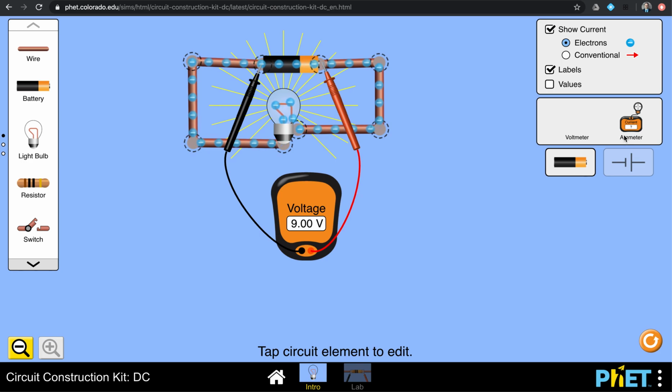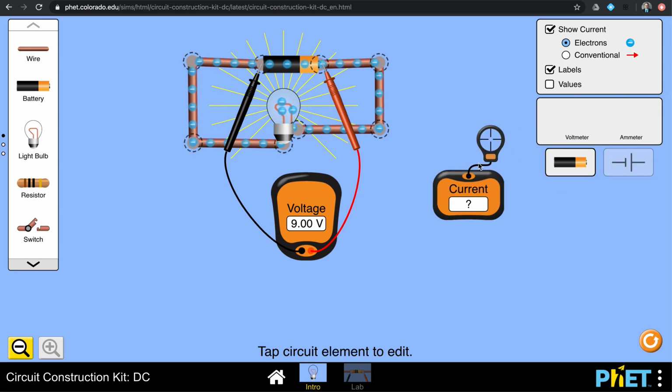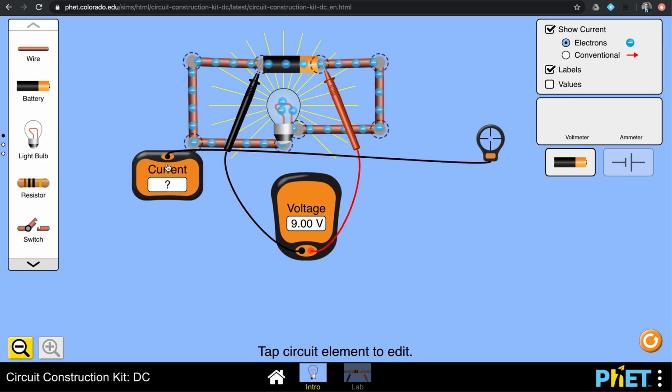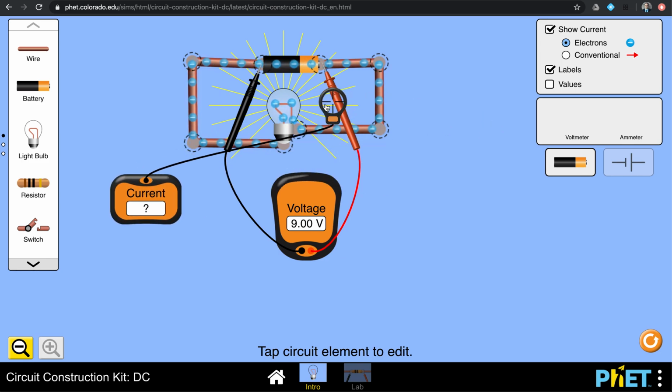If I want to know the current, I bring my ammeter over and I place it. And the total current is going to be determined right over here as it comes out of the battery. So there's my total current. So I have 0.9 amps.